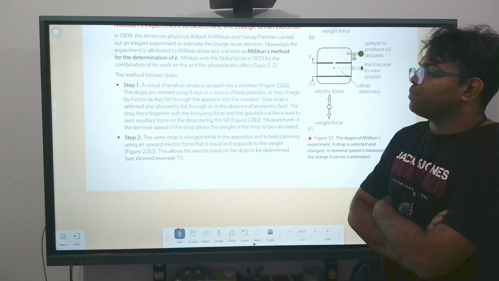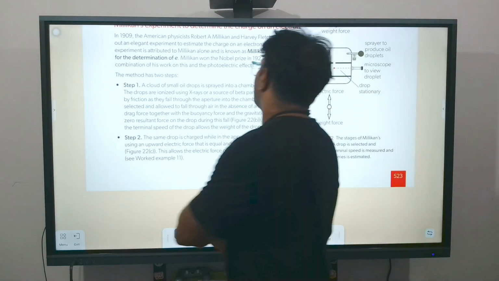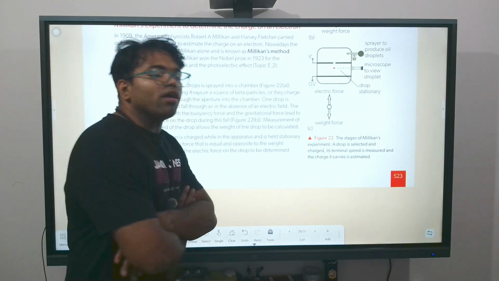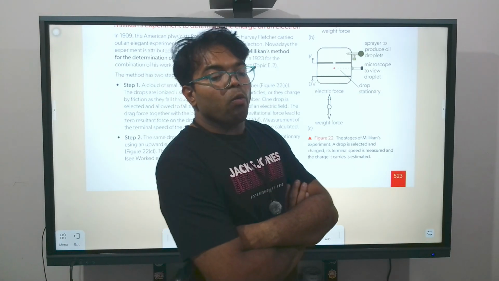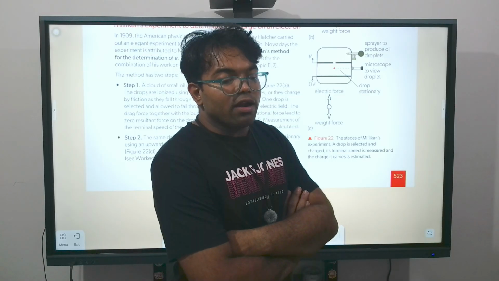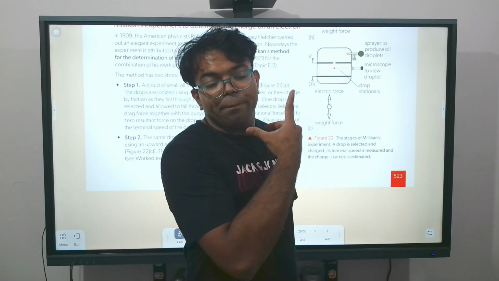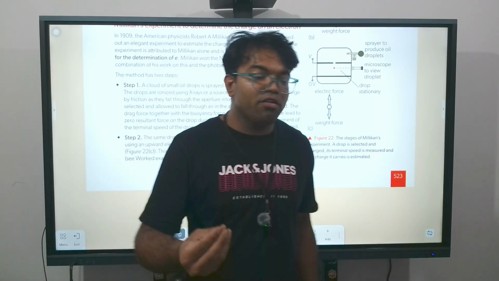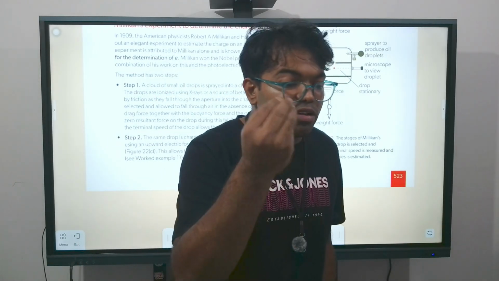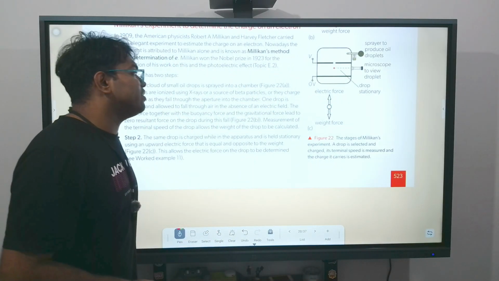The method has two steps. A cloud of small oil drops is sprayed into a chamber. It's called a vaporizer. What does a vaporizer do? It converts the liquid into small vapors. This is what happens every time you spray perfume. The liquid inside the perfume becomes vapors, very, very small droplets of the liquid. So he used a vaporizer.